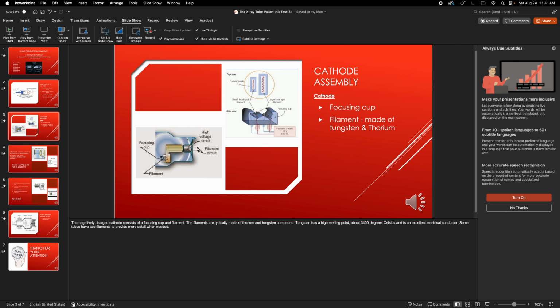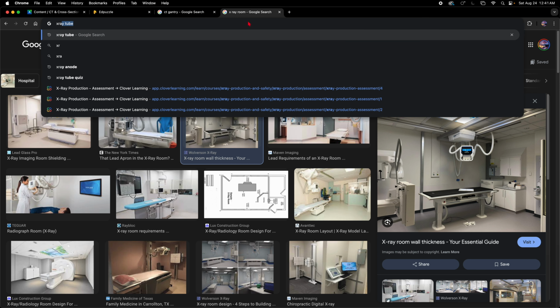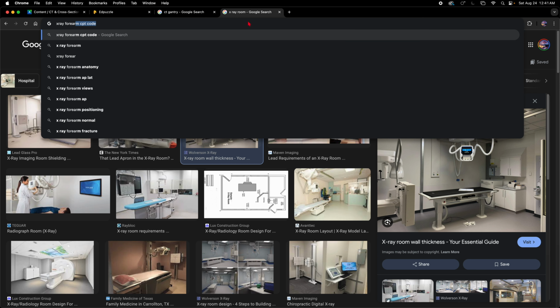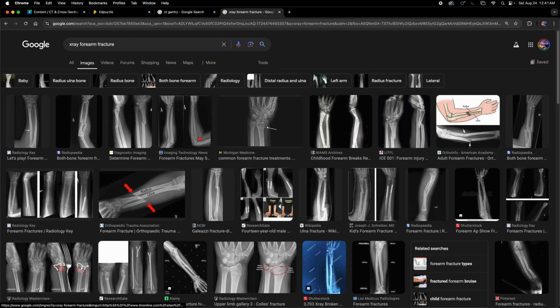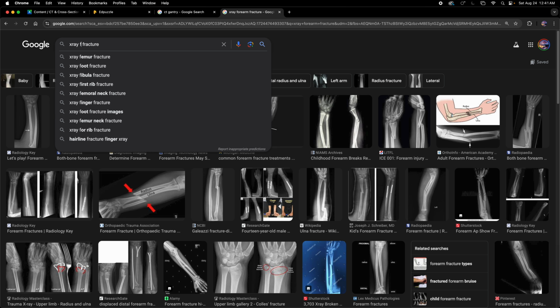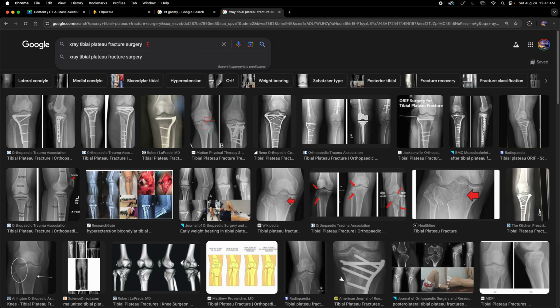So if you're looking at an X-ray image, let's say an X-ray of a forearm fracture. You can see, you know what would be good? Let's look at a tibial plateau. Let's not do the surgery.